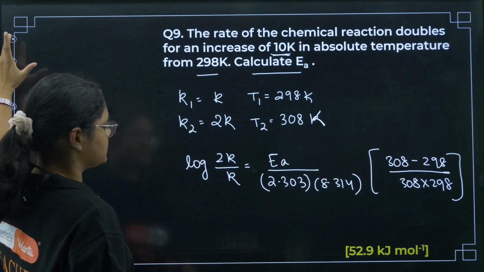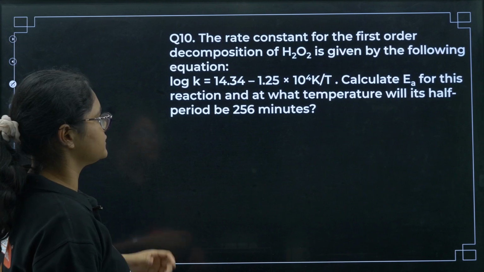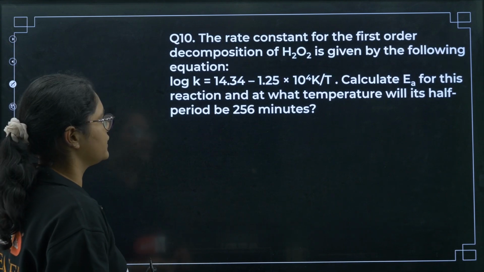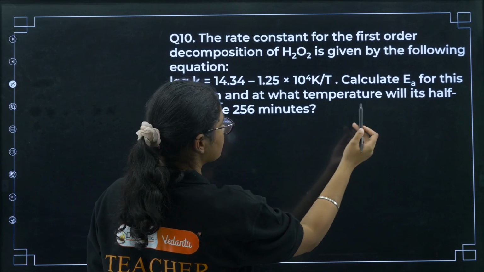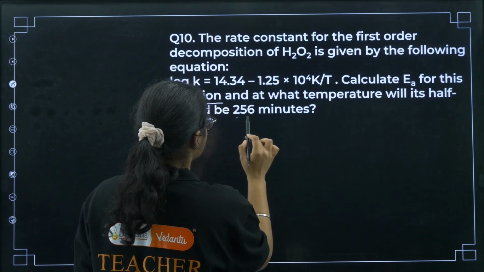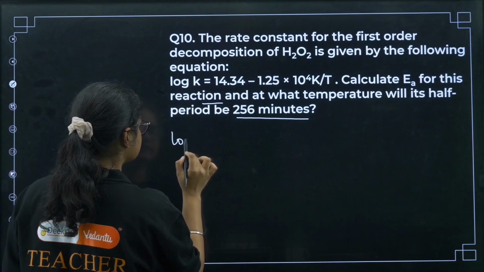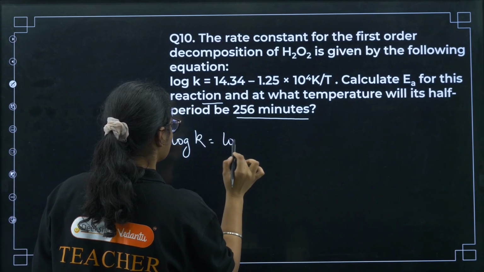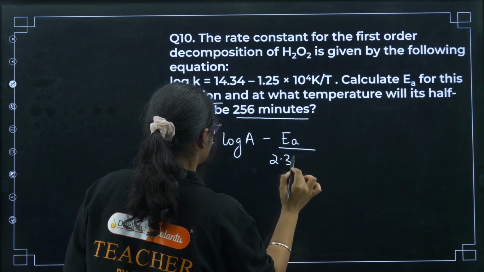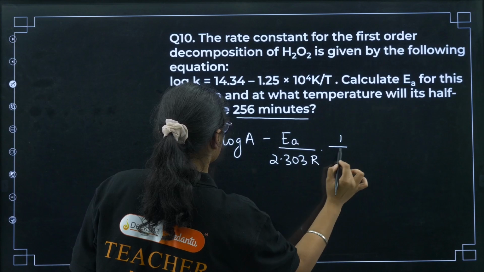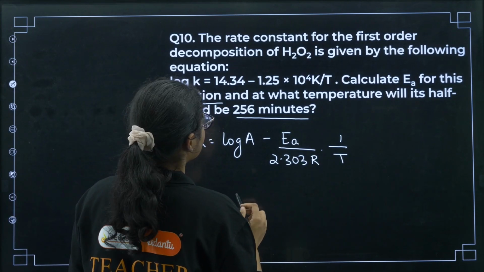Okay, next you will get question number 10 here. The rate constant for the first order decomposition of H2O2 is given by the following equation. Calculate the EA for this reaction and at what temperature will its half life period be 256 minutes. Now see here, if I write this equation like this, log K is equal to log A minus EA by 2.303 R into 1 by T. So now you see the question is given, calculate the EA for this reaction.